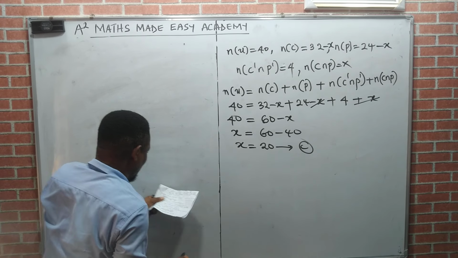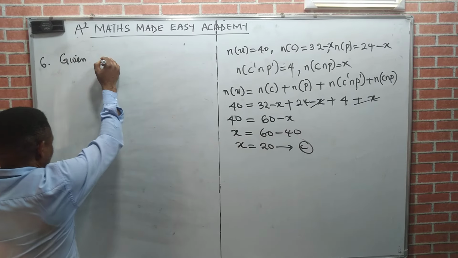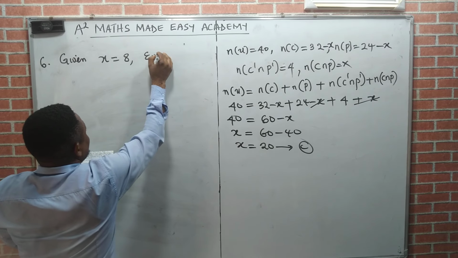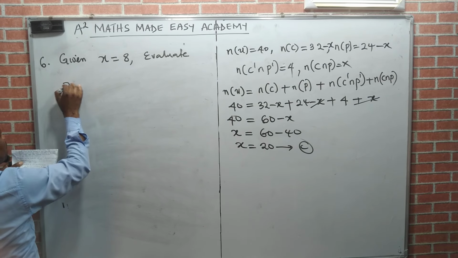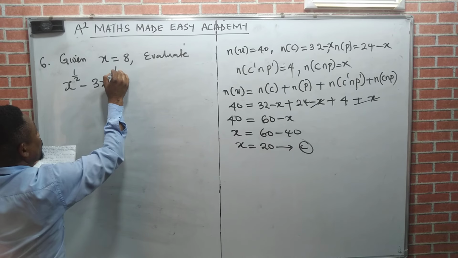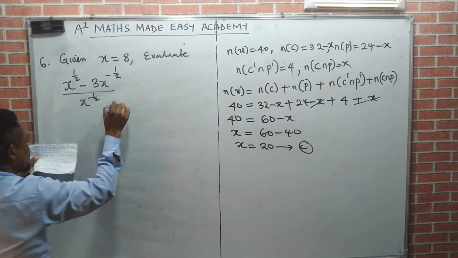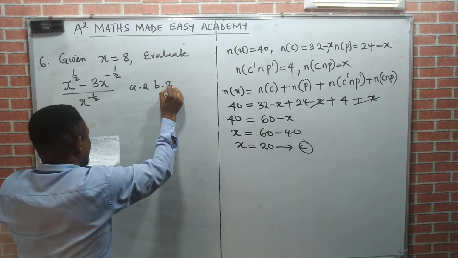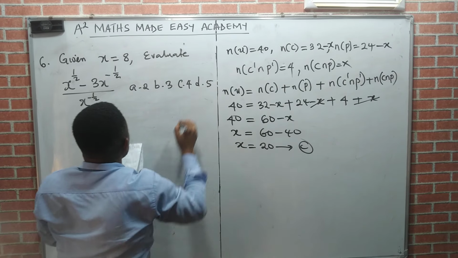Look at this. Number 6 says, given that x is 8, evaluate x raised to power 1 over 2 minus 3x to power minus 1 over 2, all over x to power minus 1 over 2. Option A says 2. Option B says 3. Option C says 4. And D says 5. What do you do?